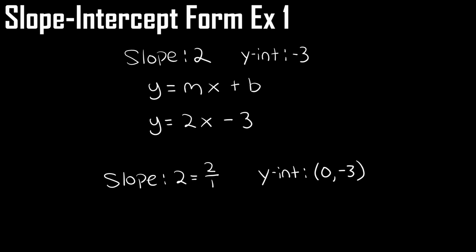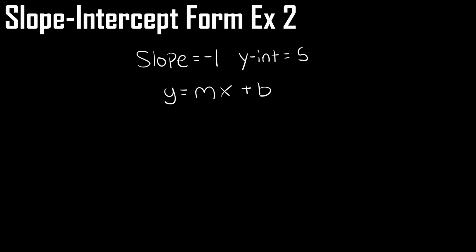Let's do another example. So for our second example, let's say we are given a line with slope equal to negative 1 and a y-intercept equal to 5. So our formula is y equals mx plus b, and plugging in our values, we'll have y equals negative 1x plus 5.